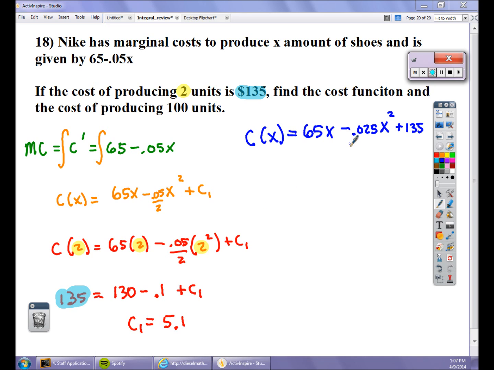If I want to know the cost of producing 100 units, I just simply find the C of 100. Everywhere I see an x in this equation, I plug in a 100 and simplify. You should get $6,385. Hopefully you remembered some of that marginal cost stuff from way back when, and now you can see how that applies with integrals. Previously, I would have given you the cost function and asked you for the derivative, marginal cost. This time we're just working backwards.